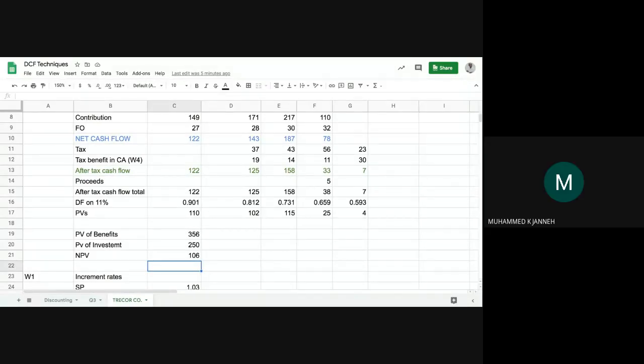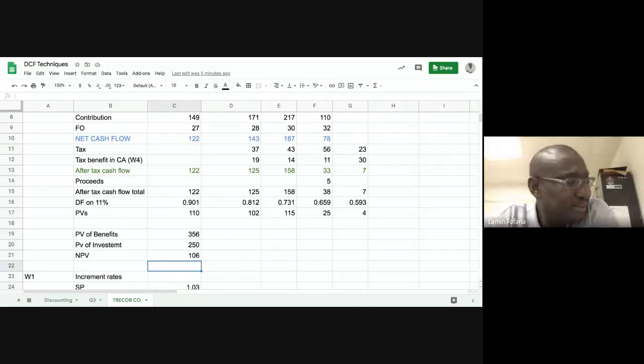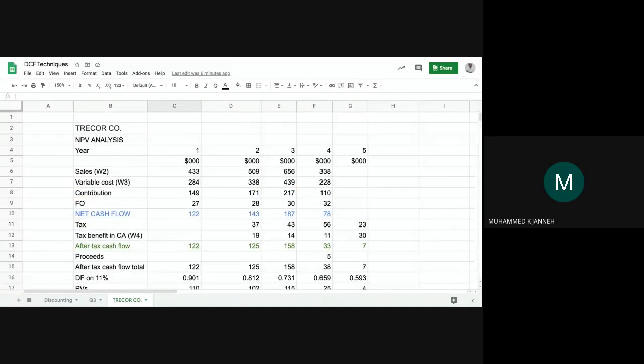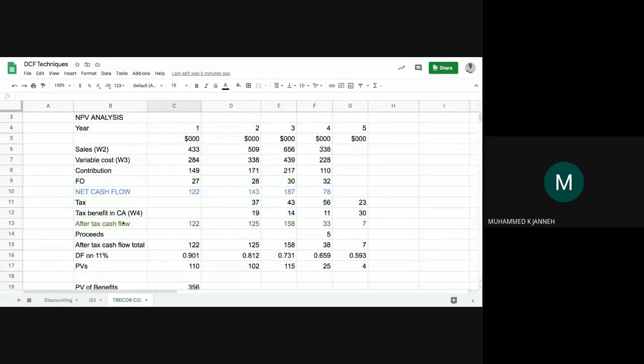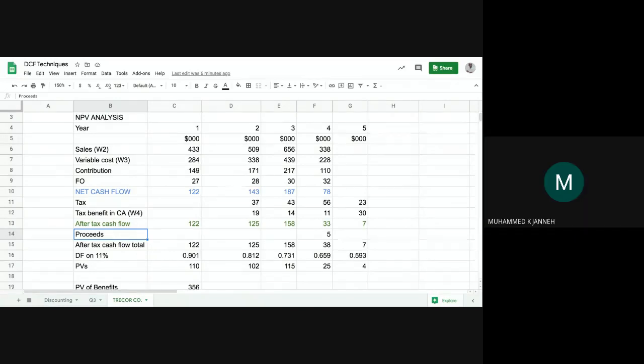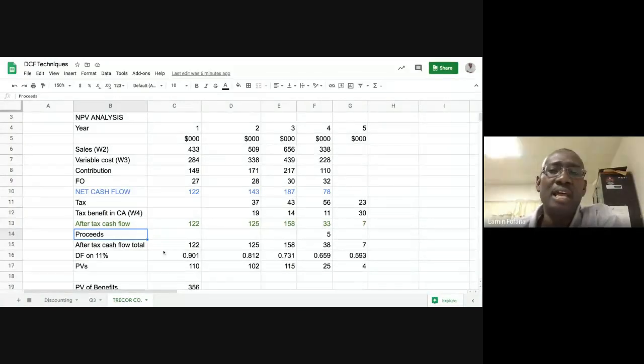Okay. Mr. Fofana. Yes, Mary. What are the proceeds? Is it the amount the product was disposed of with? Yeah, the proceeds is the amount of money that you will get when the asset is fully utilized, like when you sell it. So at the end of year 4, the machine will have been overused, and we're going to sell it off. If we sell it, we're going to get 5,000. So that's an inflow.